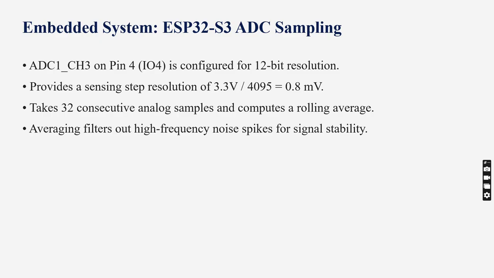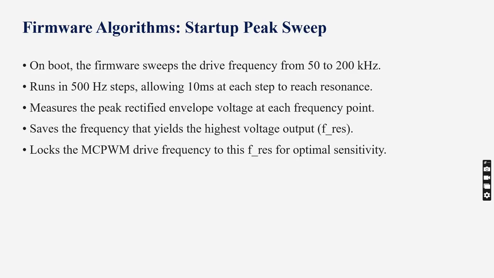The smoothed envelope voltage is digitized by ESP32 pin 4 using the internal 12-bit SAR ADC. This provides a resolution of 0.8 millivolts per step. To eliminate high frequency noise from the measurement, the firmware takes 32 consecutive analog samples and computes a rolling average. The resulting output voltage is then packed and transmitted over USB serial to our host software, which is MATLAB.